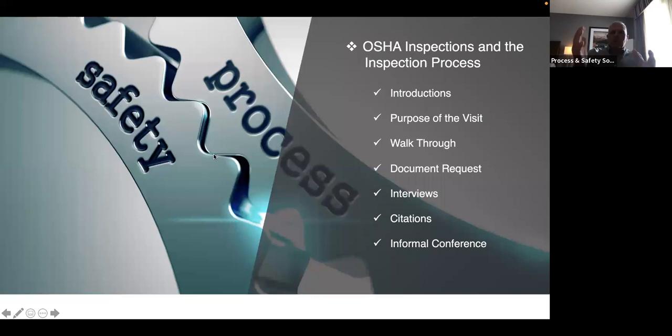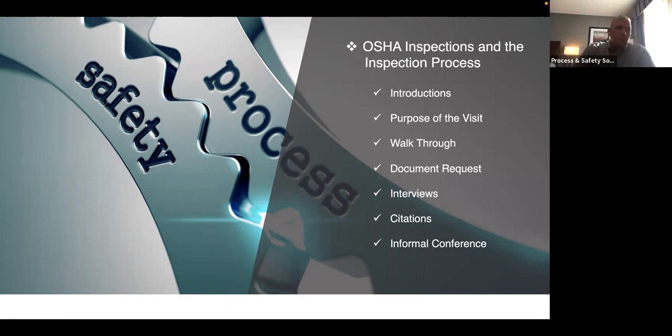So let's start out with how that whole process works. We're going to briefly give you an overview of the whole process and the workflow and how that normally takes place, and then talk about each of those things individually. First, it's always going to start out with some introductions. You're going to have an OSHA compliance officer show up at your business. They should be showing their credentials and stating their purpose and why they're there to visit. They'll want to see the most senior person in charge of the facility so that they can open the inspection.